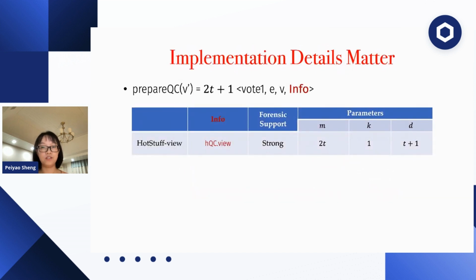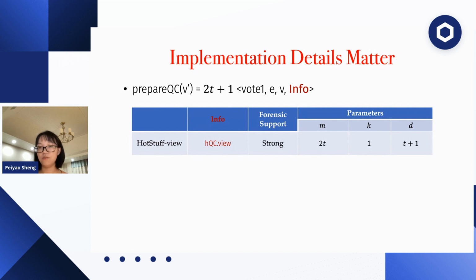HotStuff happens to have such a good property, but unfortunately, this is not true for all protocols. Even for the same protocol HotStuff, we find that small distinctions can result in much worse forensic properties. Remember that when determining the parameter K, we include the view number of high QC in vote1 message and compare it with the first committed view.